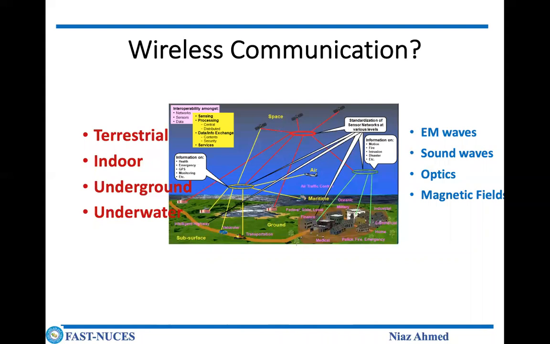When we talk about communication, we have terrestrial communication, we have indoor communication, we have underground, and we have underwater, which is basically the scope of today's presentation. And then these are the different mediums of communication: air, underground, underwater. And then you have those different modes of communication on the right side of this picture, which basically are EM waves, electromagnetic waves. And then we have sound waves, otherwise called acoustic waves. And then we have optics or light waves, and we have magnetic fields.